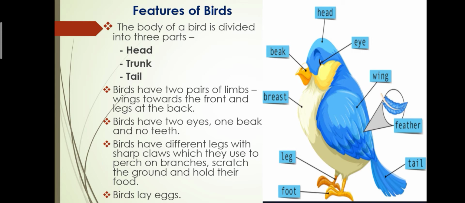Birds have two eyes, one beak, and they don't have teeth. Birds have different legs with sharp claws, and these claws help them to perch on branches, scratch the ground, and hold the food. Now, another feature is that birds lay eggs.